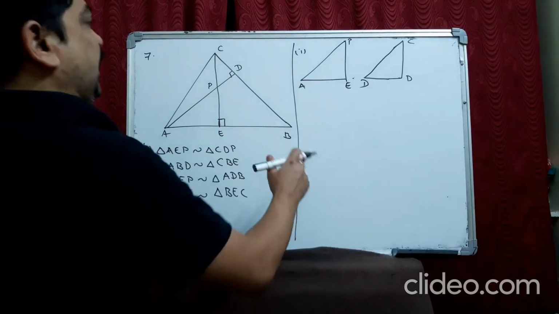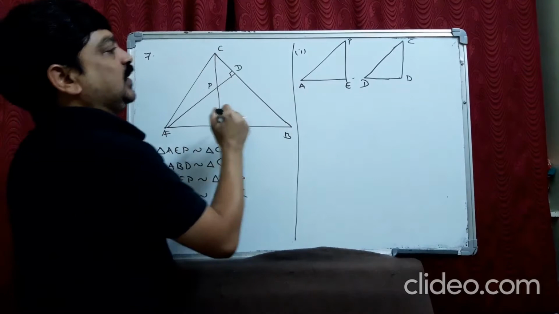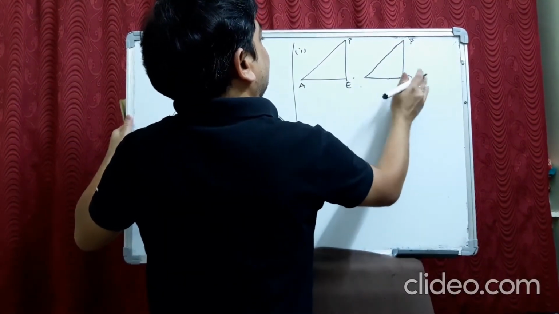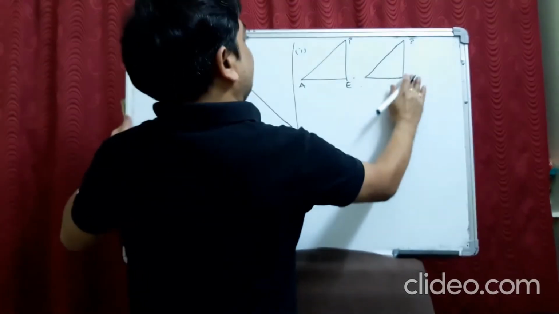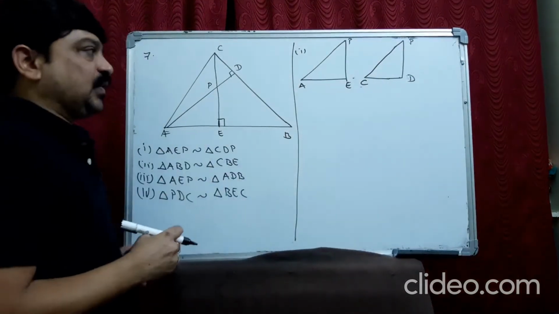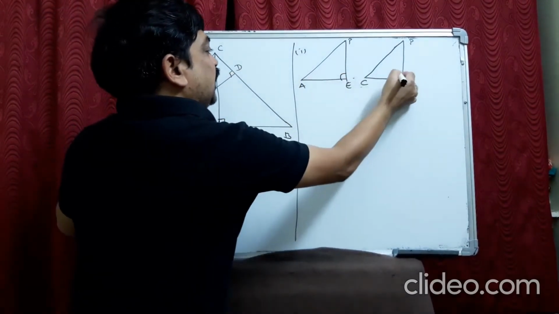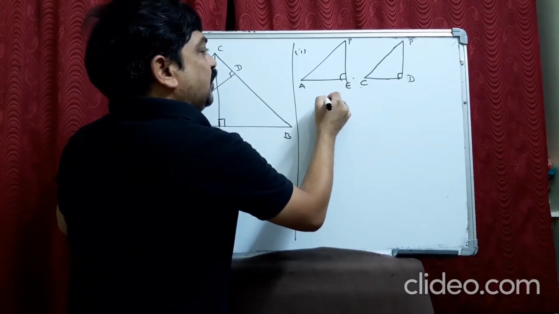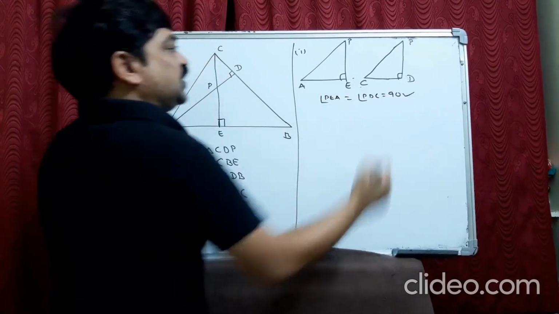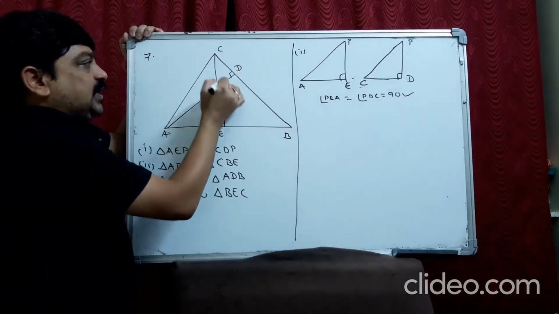Okay. Now AEP. This is AEP and this is CDP. I take P here, D here. D is at right angle in CDP. Why did I draw it like this? Because we take E as a right angle and D as a right angle, 90 degrees. Angle PEA is equal to angle PDC is equal to 90. One condition is over.